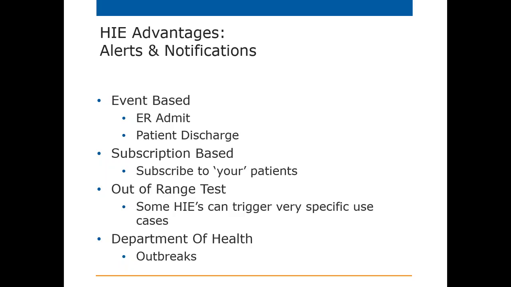And even out-of-range testing, so critically abnormal results. Do you want to be notified? Any Department of Health outbreaks. If there is some sort of infectious disease that percentage-wise has reached a level where we need to notify everybody, making sure that you can be alerted to that as a member of the HIE.